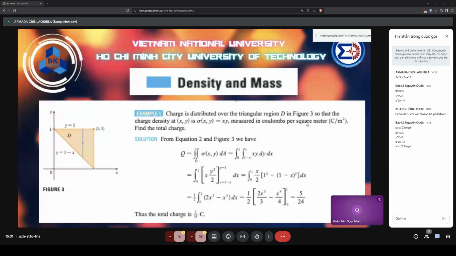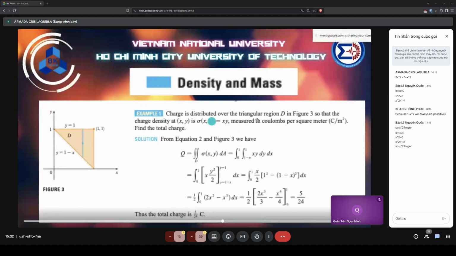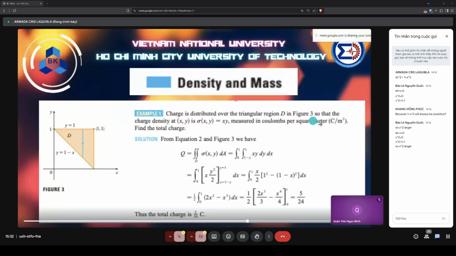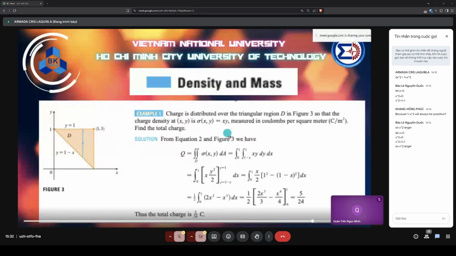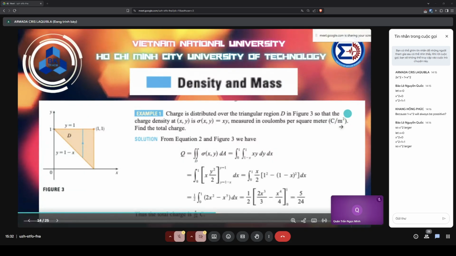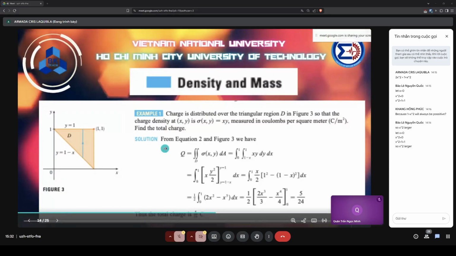So density and mass. So example one, charge is distributed evenly over the triangular region D in figure 3. Figure 3 is here. So that the charge density at xy is the sigma of xy, which is equal to xy, measured in coulombs per square meter. So that's C over meter squared. Again, you read it like coulombs per square meter. Okay, find the total charge.